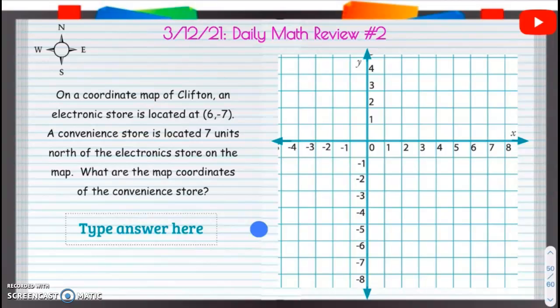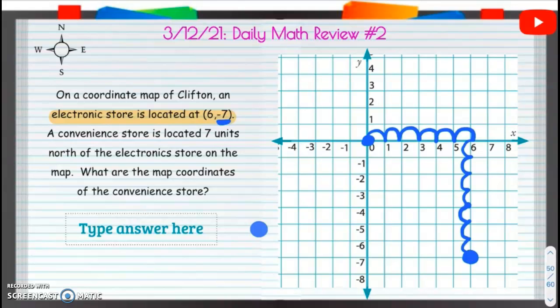So first of all, it says the electronics store is at (6, -7). So we are always going to start at our origin, the center, the middle, (0, 0). We're going to go down the hall 6: 1, 2, 3, 4, 5, 6. And we are going to go down the elevator to -7: -1, -2, -3, -4, -5, -6, -7.